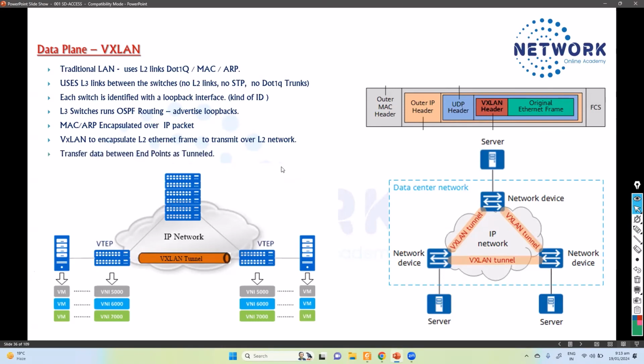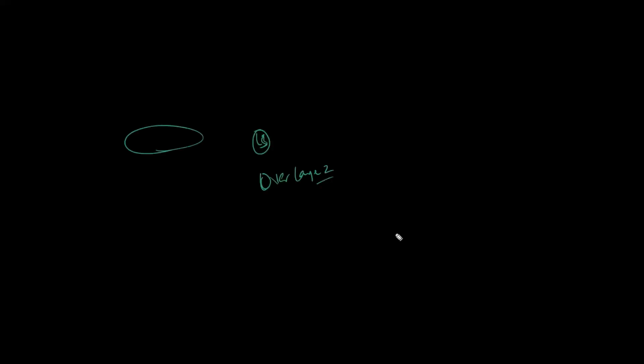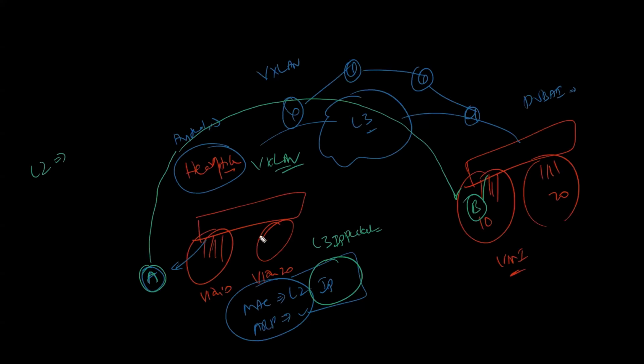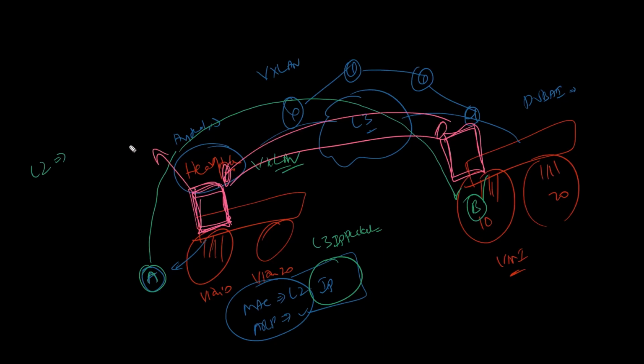Typically, the data transferred between the endpoints is tunneled. If I go back to my previous topology, one switch is responsible for initiating the packet, and there is another switch on the remote side. So there will be a tunnel. These devices we call virtual tunnel endpoints, VTEP. We'll talk about this, and there will be a tunneling process here.